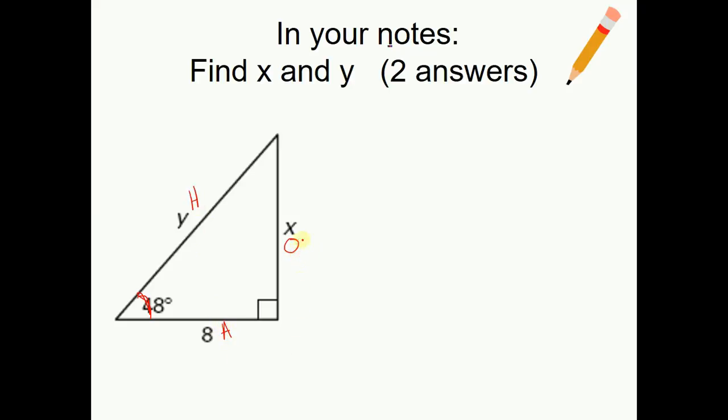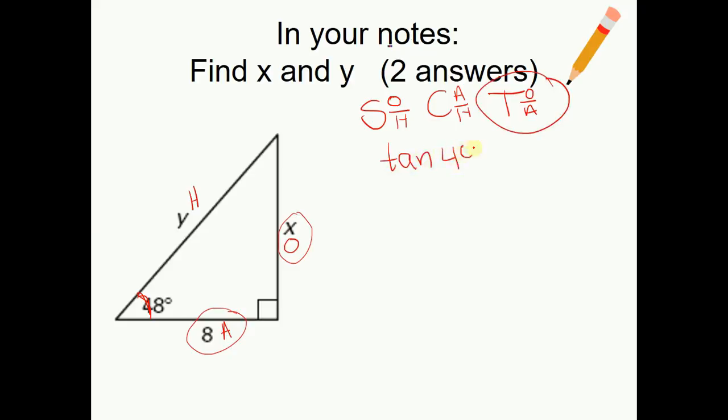Now notice, guys, I do not want to use sine, because sine would be O over H, which would both be X and Y. Not going to work. So I need to use something that doesn't use the O and the H. Let's first use O and A. If I remember my SOHCAHTOA, which one had an O and an A in it? Well, this one has an O and an H. Not working. I think I have to use tangent for this first one. So I'm going to go tangent of 48 equals my O, which is X, over A, which is 8.